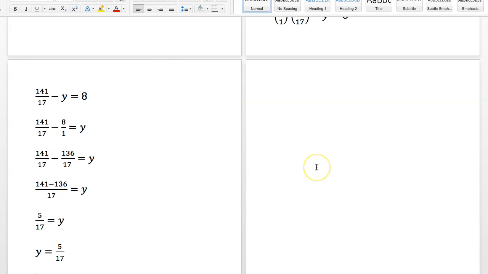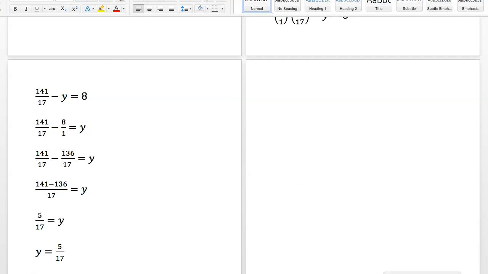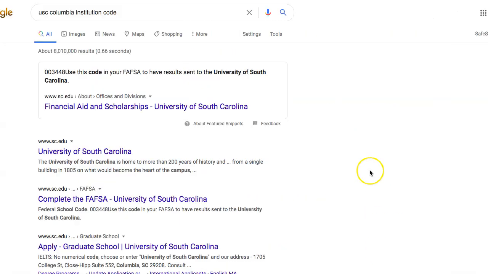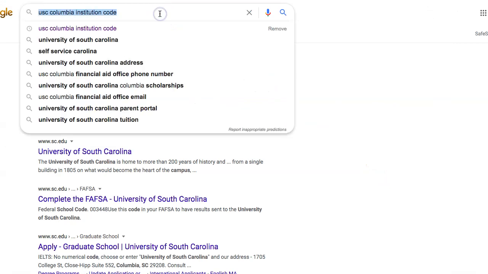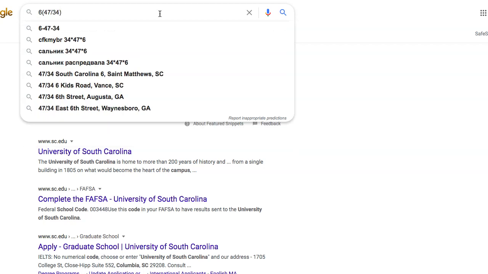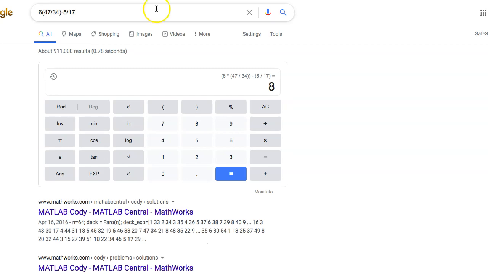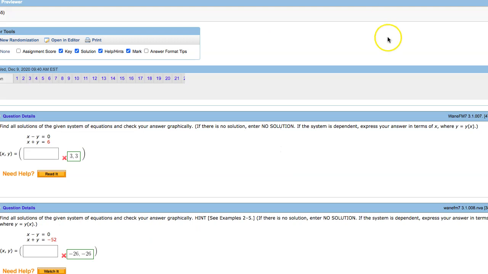And now, the moral of the story, though, is, well, let me go to Google. I don't think I've got anything FERPA related up. I hope not. I was just getting the institution code there. 6 times 47 over 34 minus y, and y is 10 over 34, but that's just 5/17. There's 8. Now, WebAssign assignment previewer gives you all these special cases. I wanted to get down to the punch and give you something real general.